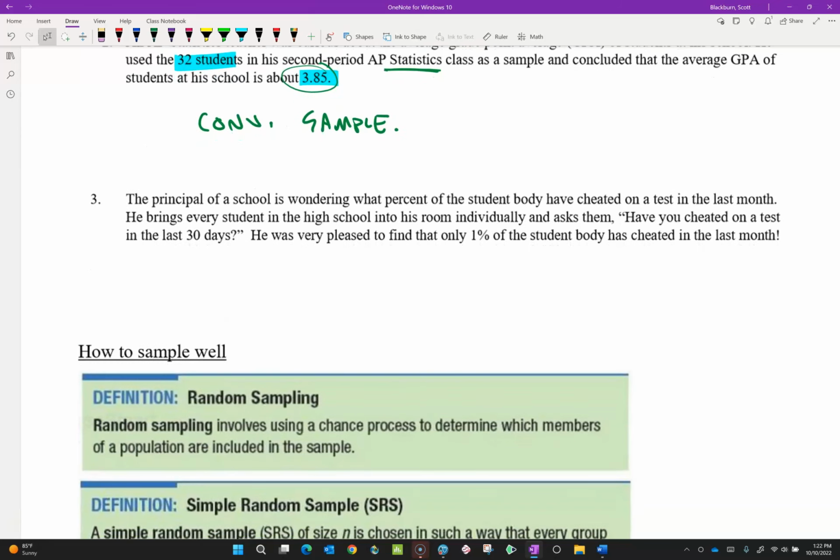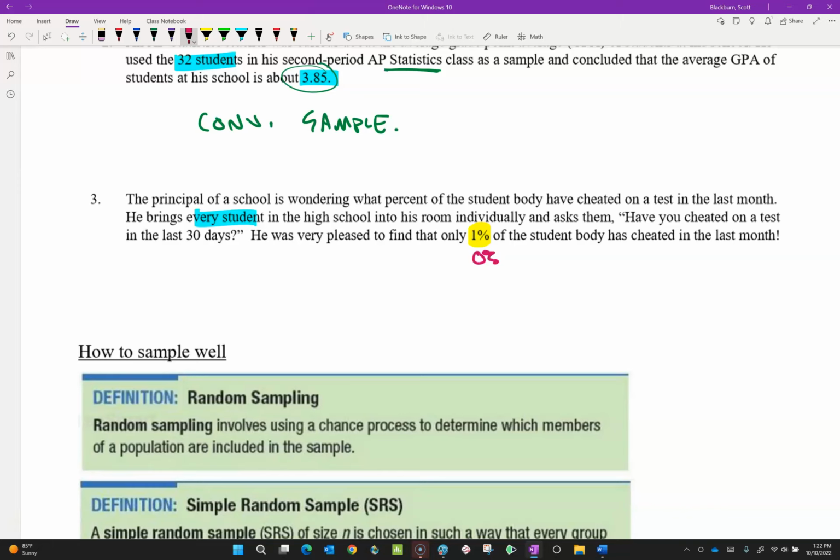The principal of a school is wondering what percentage of the student body has cheated on a test in the last month. He brings every student in the high school into his room individually and asks them, have you cheated on a test in the last 30 days? He was pleased to find that only 1% of the student body had cheated in the last month. You probably would be amazed if it was actually 1%. I'm pretty sure that the report would be 0%.